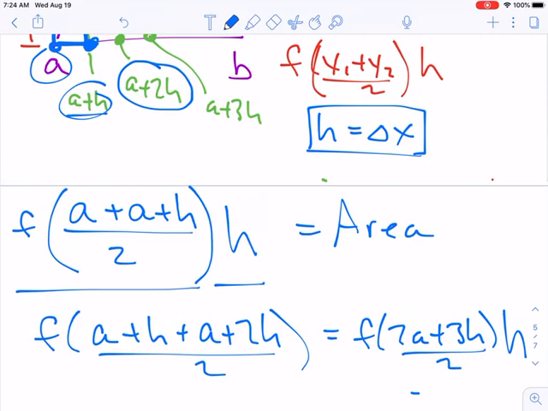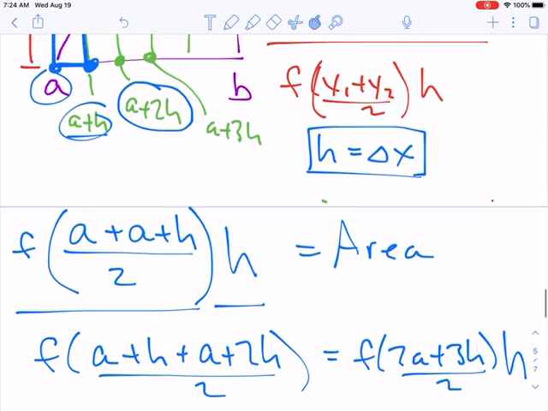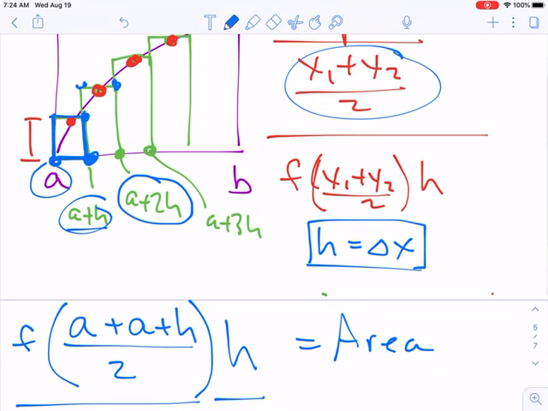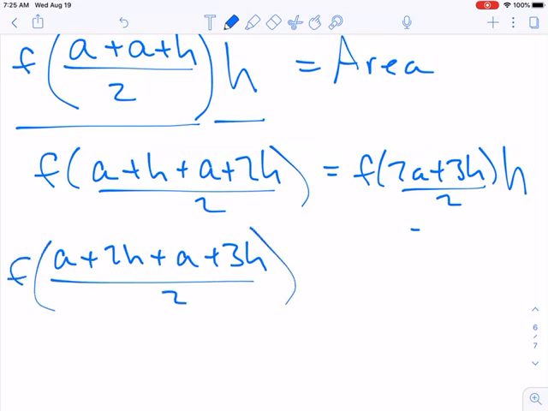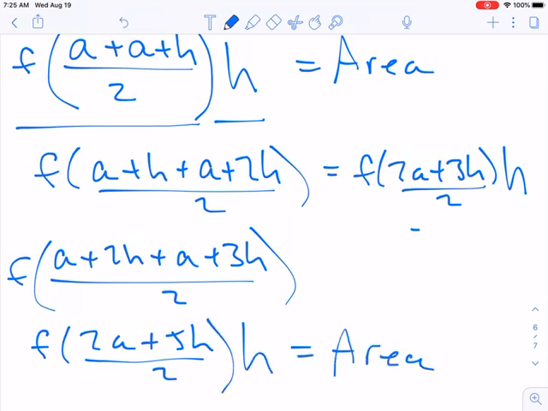Well, what about the third rectangle? I'm just going to do 3. The left endpoint is here, the right endpoint is here, so we want to take the average of these two things. So that's going to be a plus 2h plus a plus 3h divided by 2, the function value, which simplifies to f of (2a plus 5h) divided by 2, times the height is equal to the area.